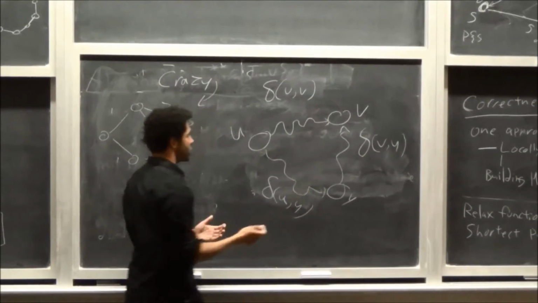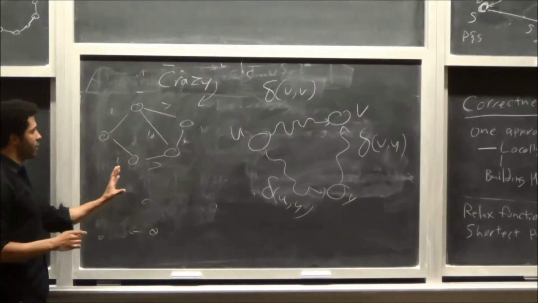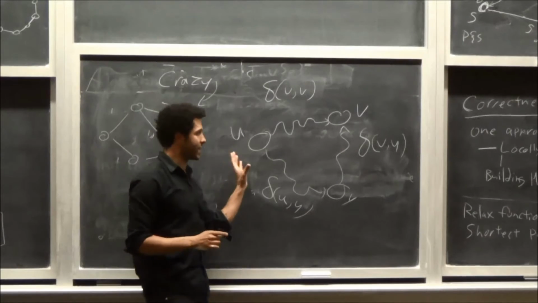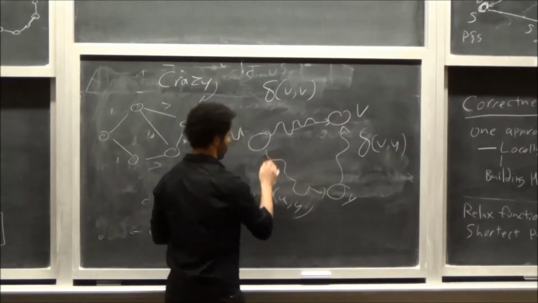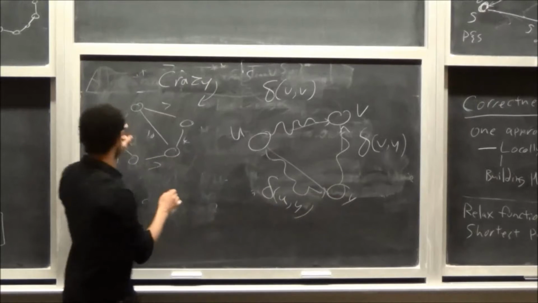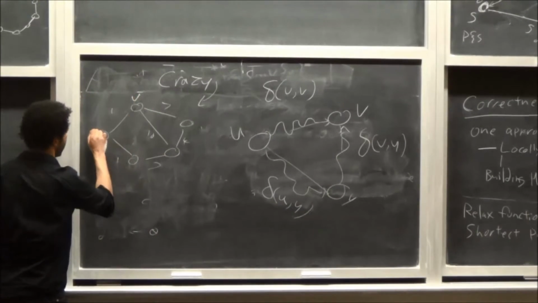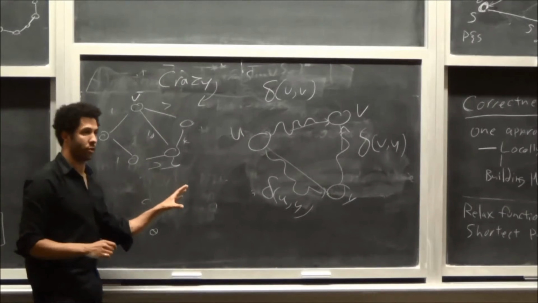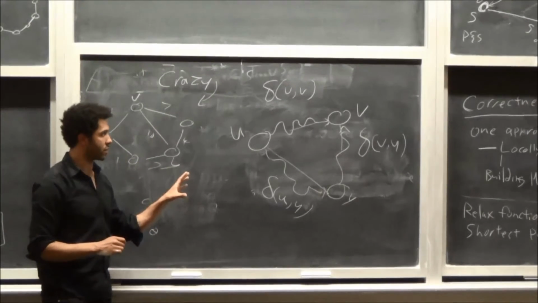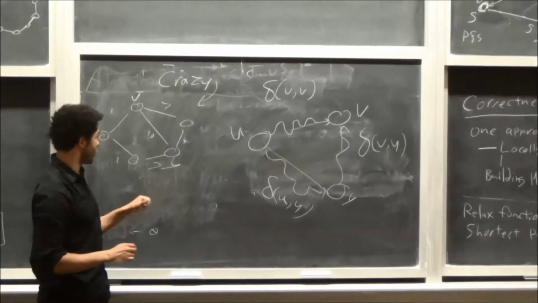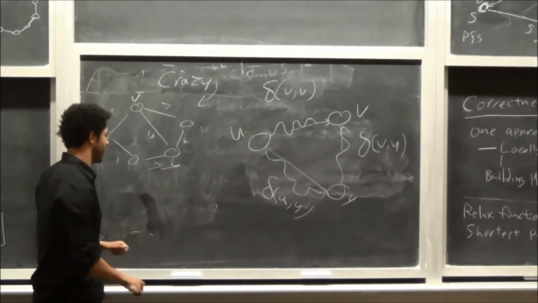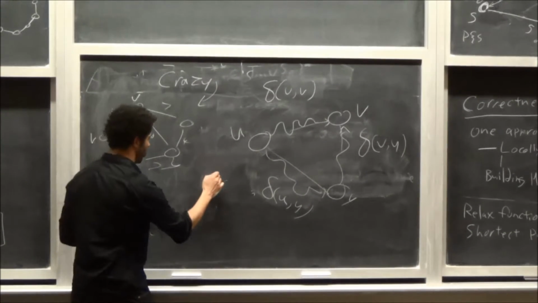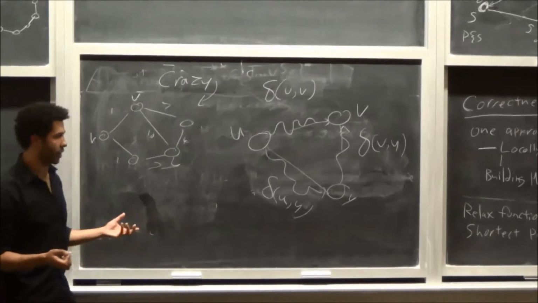So the idea is that you know that there exists one shortest path here, one shortest path here. So there are shortest paths between U, V, and Y. And what you want is your algorithm to converge on those values.